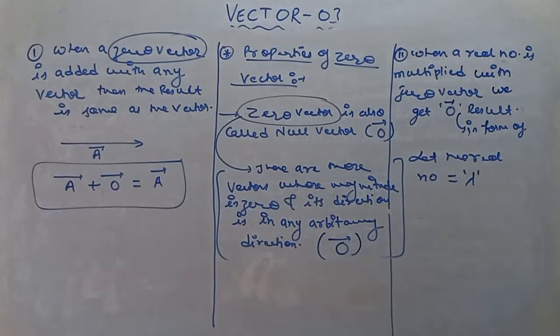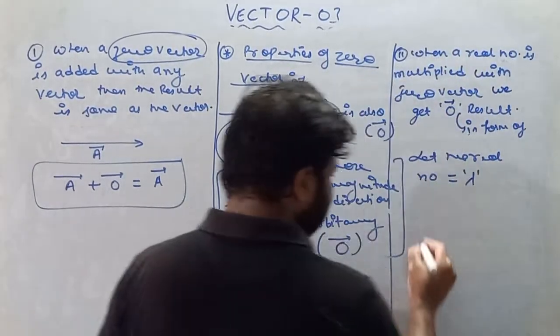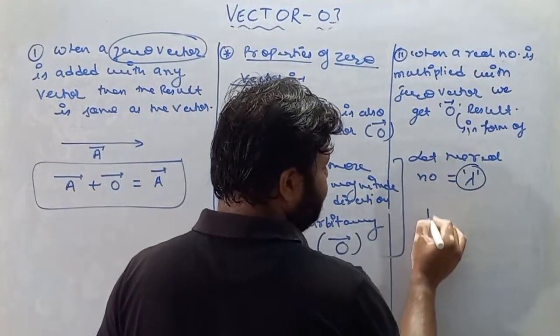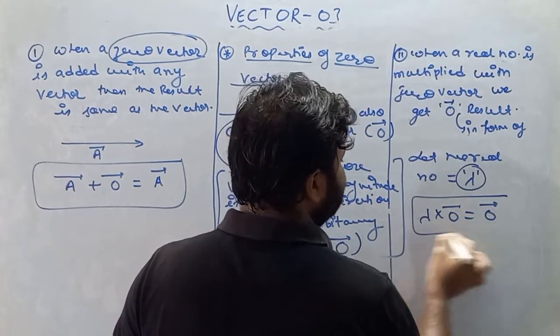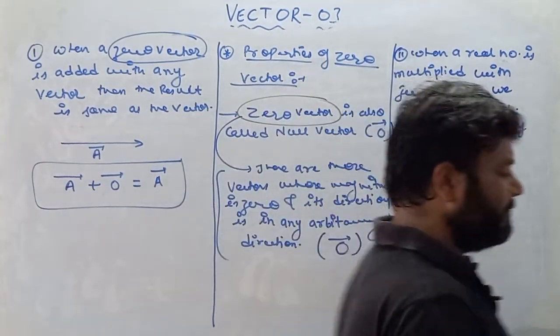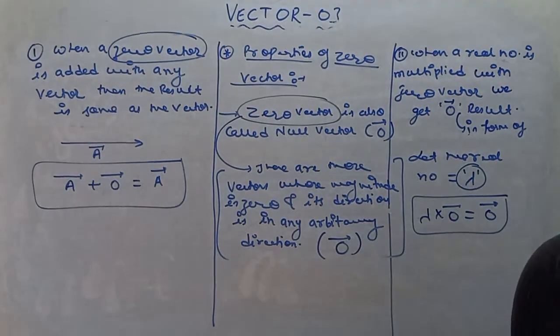I'm taking a real number in form of lambda. So what this point says, my dear student, is that if you multiply 0 vector with any real number, you will get the result in form of 0 vector. That is, the real number is considered to be lambda. So lambda into 0 vector, you will get 0 vector. This is the second property of 0 vector.